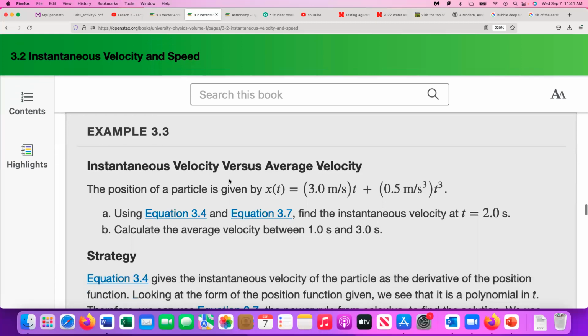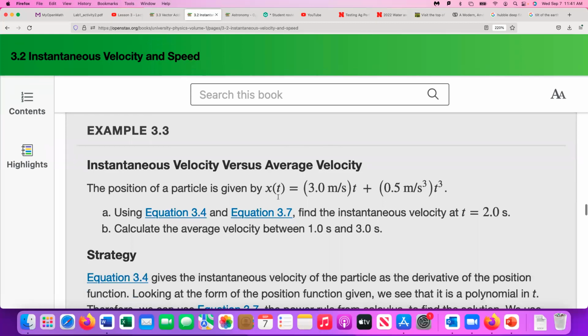So here's an example of a polynomial. x of t equals 3 meters per second times t plus 0.5 meters per second cubed times t cubed. Right? This is a polynomial function that is representing the position of a particle. In some way, is it a simple particle position? No, it's not simple at all, but that's not outside the realm of possibilities to have complex particle behavior. But what this equation tells us is where the particle is at any time.